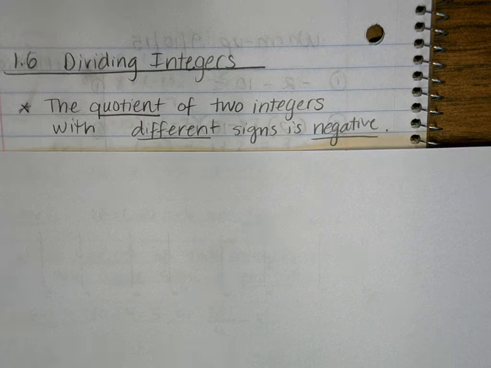So the product was also negative when they were different. So is the quotient. So it's easy to remember because the rule doesn't really change. You get one negative, one positive, you're going to get a negative. Okay? Whether you multiply or divide. Easy rule to remember.